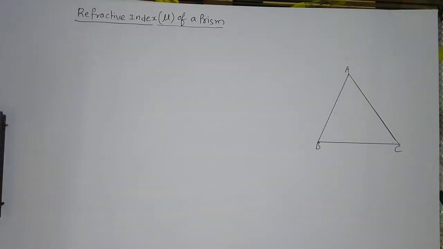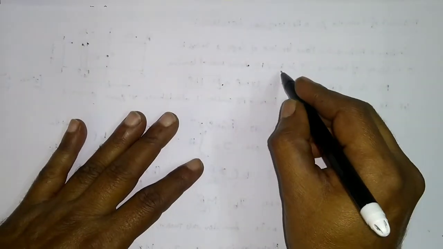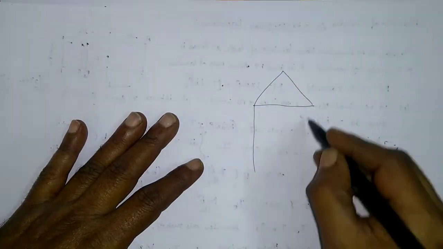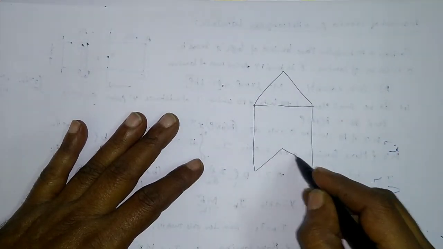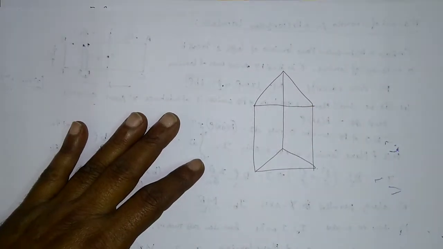Hello, good morning students. Today I would like to discuss the derivation for the refractive index of a prism. Generally, refractive index can be represented by the symbol mu. Here I am considering a prism. Generally the prism will look like this. This is the 3D view of the prism.